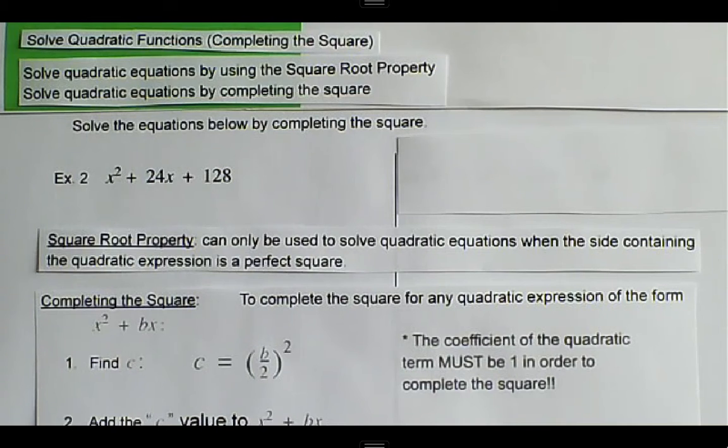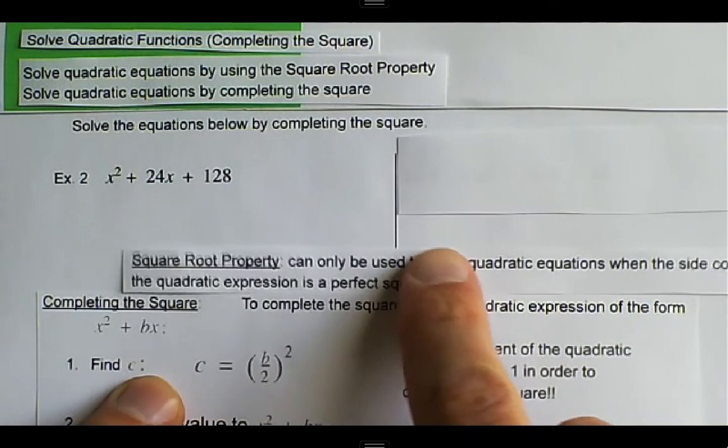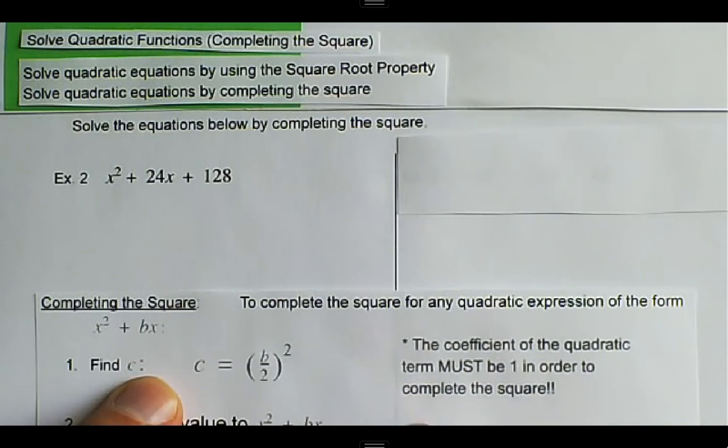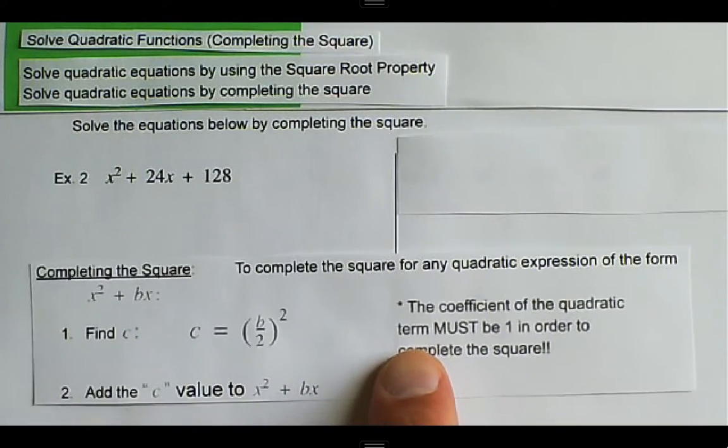We are talking about solving quadratic functions by completing the square. In order to do that, we need to use the square root property. But in order to use the square root property, we need to make sure that the quadratic expression is a perfect square. Sometimes it's not a perfect square, and in that case, we can follow these steps.